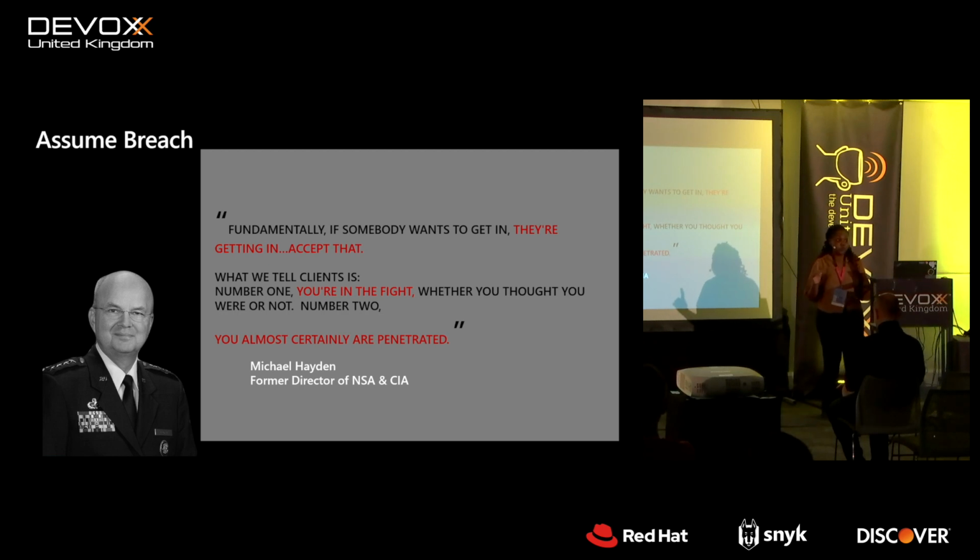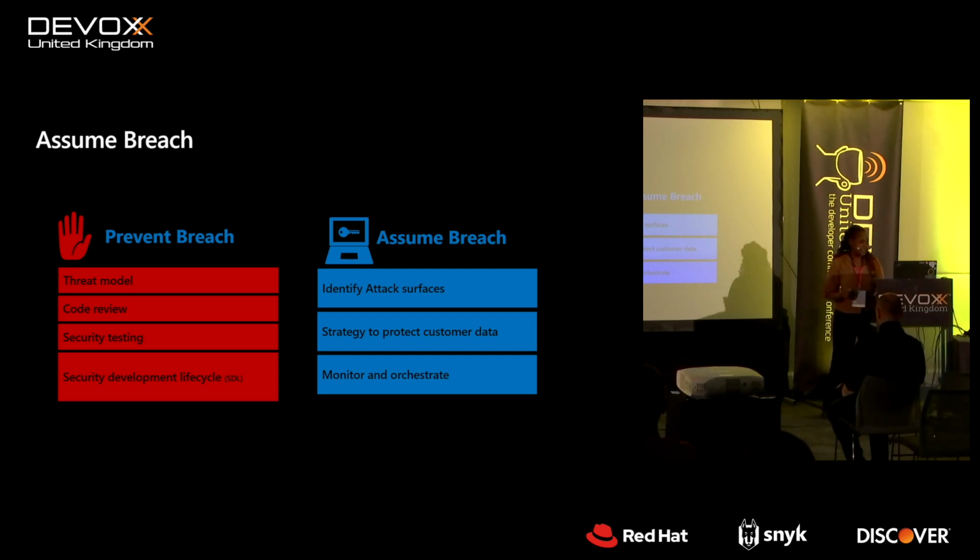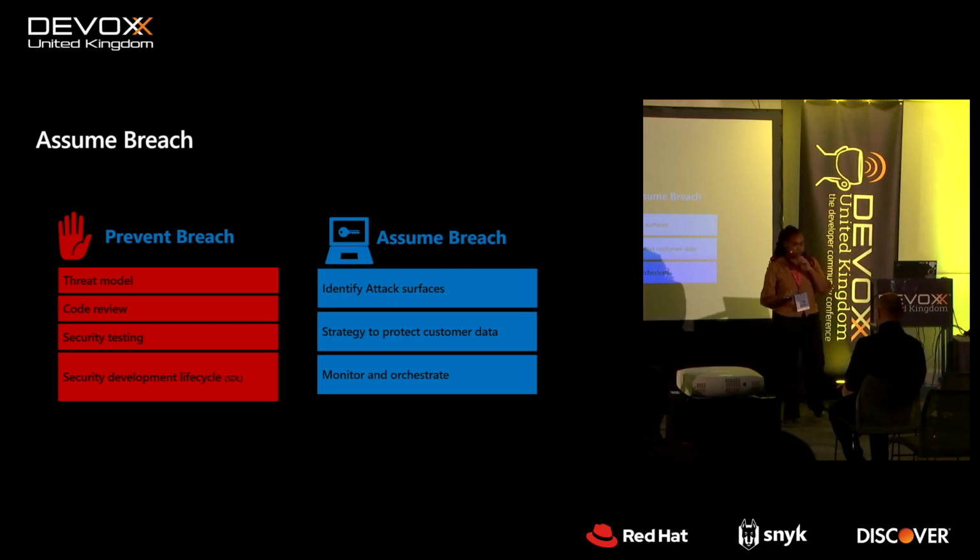So first of all, always assume breach. By assuming breach, we have two areas where we try to prevent breach and assume breach. So when you're trying to prevent breach, you have to have a threat model. A threat model is whereby you are trying to emulate what a hacker would be able to do to compromise your system. You have all these vectors.